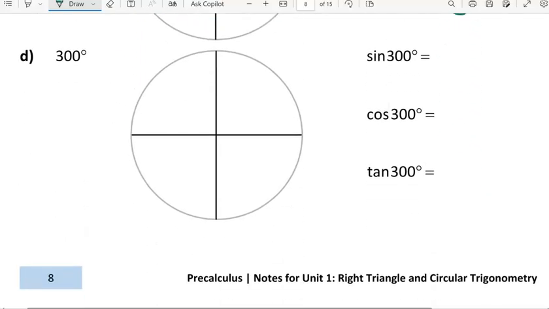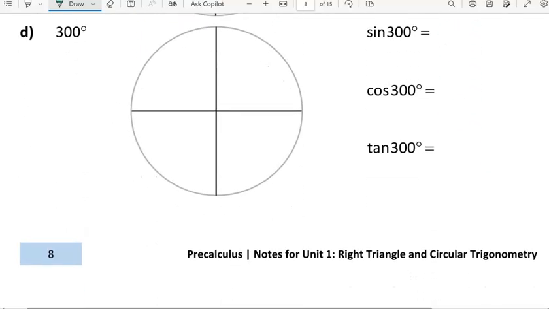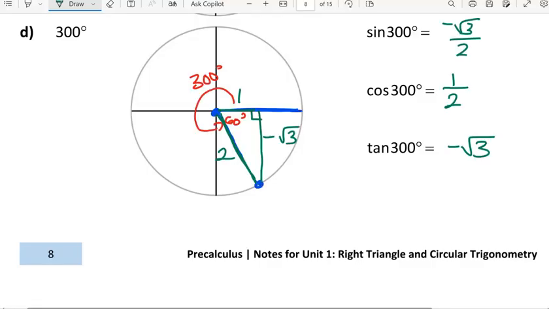All right, let's try D. So try D and pause the video while you try this one on your own. Okay, here's the result for D. Notice when we're in quadrant 4, that 300-degree angle, theta, and the reference angle have to add up to 360 because together they're going to make one full revolution around the circle.